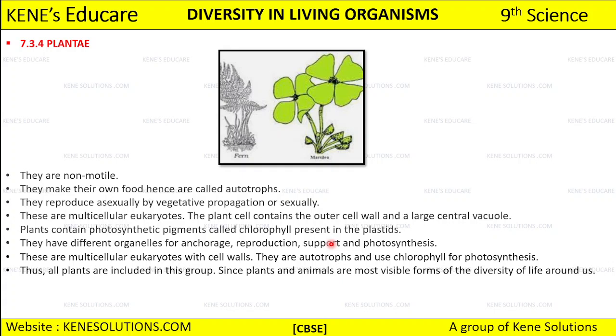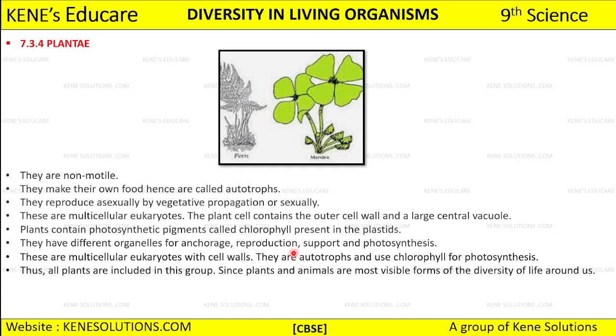But animals and we human beings do not have a chloroplast. It means we do not have the photosynthetic pigment chlorophyll, and that is the reason we are not able to produce or make our own food. Okay, so these are multicellular eukaryotes with a cell wall. Plants have a cell wall while animal cells do not have a cell wall. Now this basic difference you should also know.